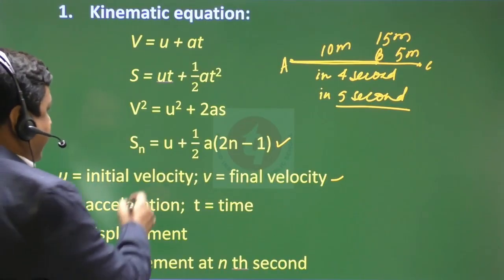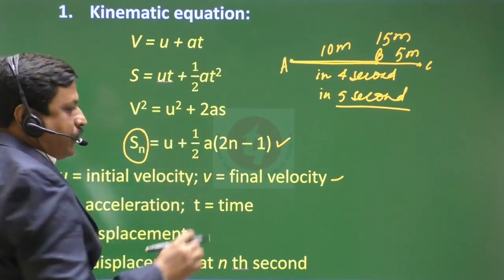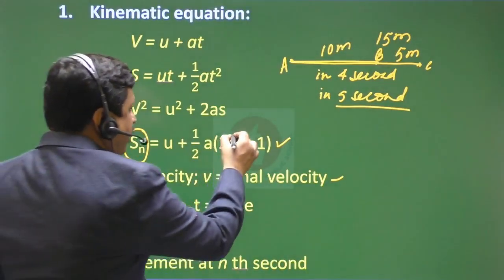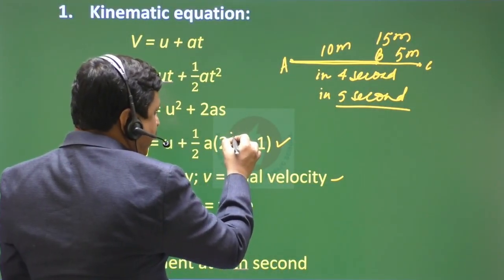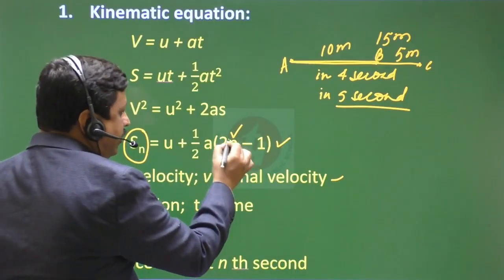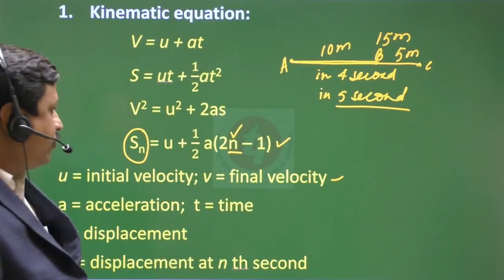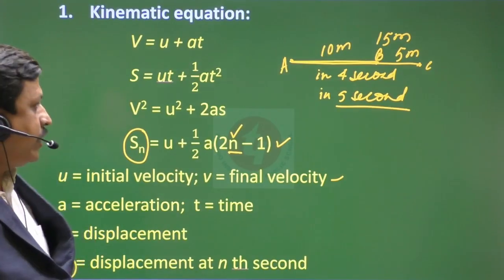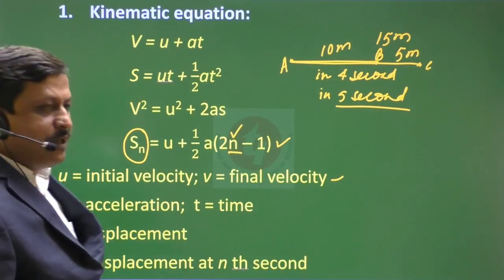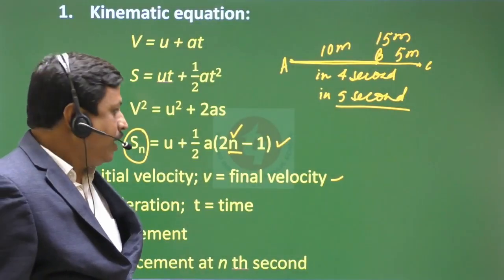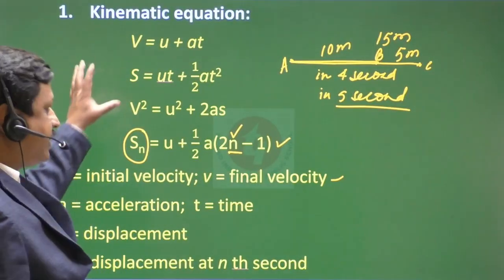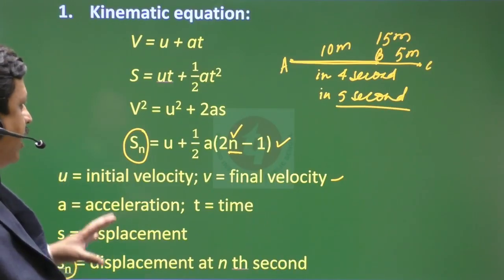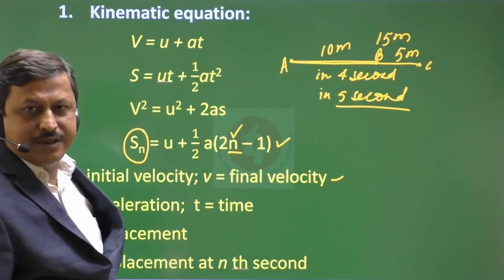That is Sn. If you want to find in the 5th second, then you have to put n equals 5. Then automatically we can find the displacement in the 5th second. Okay, these are the kinematic equations, and we have to solve the problems by these equations.